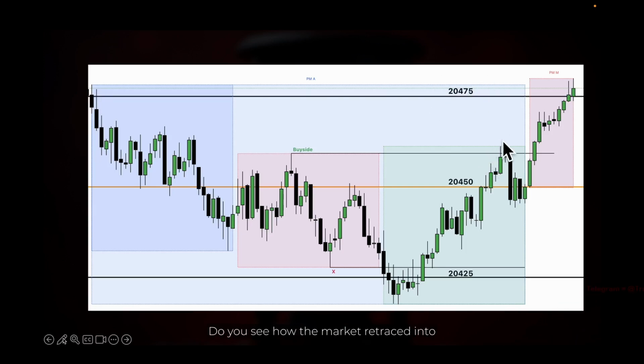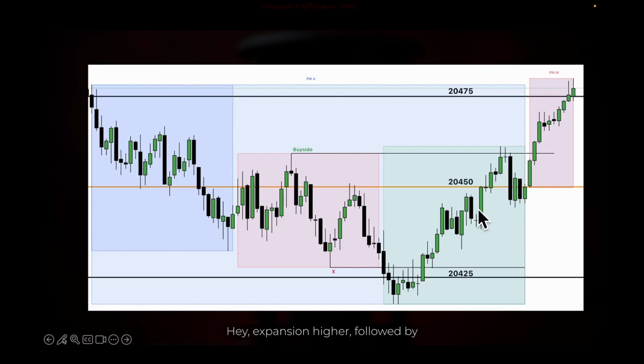Do you see how the market retraced into this very large imbalance right here? This imbalance got created whilst we repriced into that 20,450 price level. This is equilibrium of the bigger range, by the way. Market retraces into that, and as long as that does not get displaced below, you're still anticipating continuation higher.